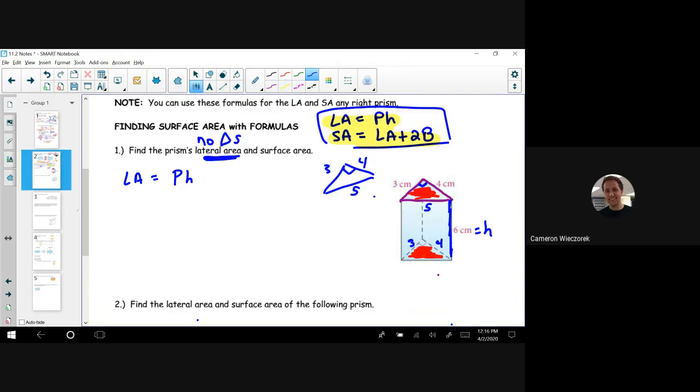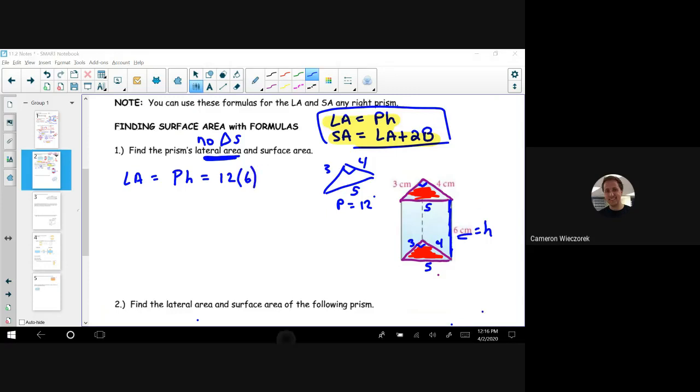which means on the bottom, you have an identical copy of that base, which means it also has to be a 3, 4, 5. Those bases are always identical to each other. So now I can easily add up the perimeter. The perimeter of that is just going to be 5 plus 3 plus 4. It's 12. And the height of my prism is 6.